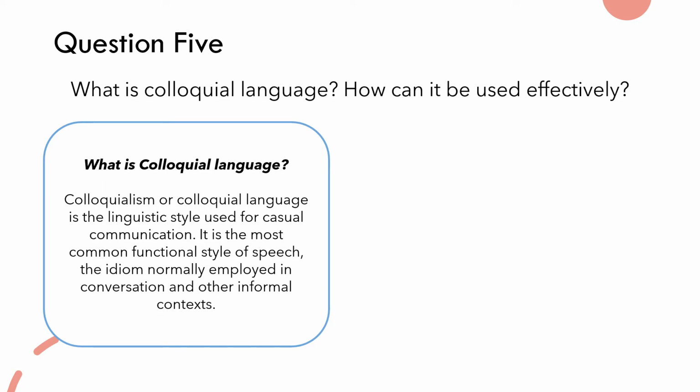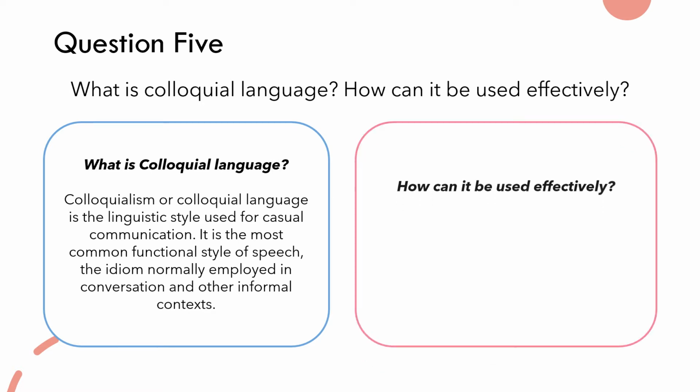So colloquial language is the linguistic style used for casual communication. It is the most common functional style of speech, the idiom normally employed in conversation and other informal contexts. Okay, so it's the thing that we kind of use in more day-to-day life.